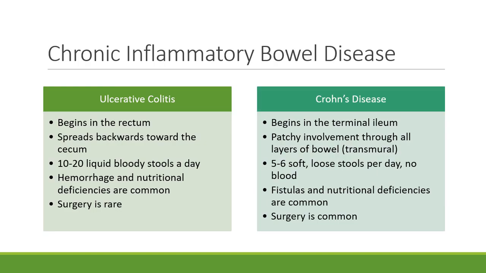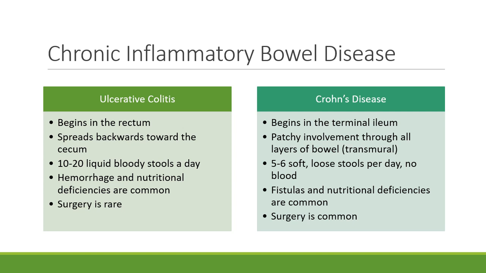All right, moving on to chronic inflammatory bowel disease. We're going to talk about ulcerative colitis and Crohn's disease. So ulcerative colitis begins in the rectum and spreads backwards towards the cecum. The person typically has about 10 to 12 liquid stools a day that contain blood. And hemorrhage and nutritional deficiencies are common with patients with UC, and surgery is rare.